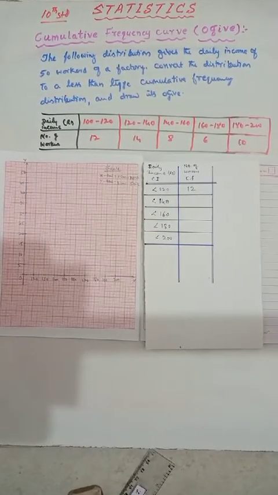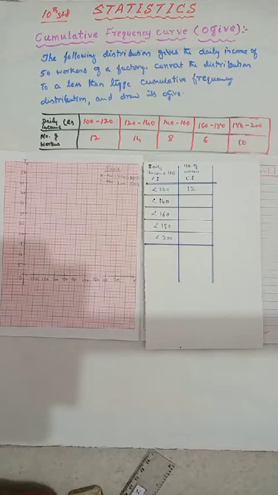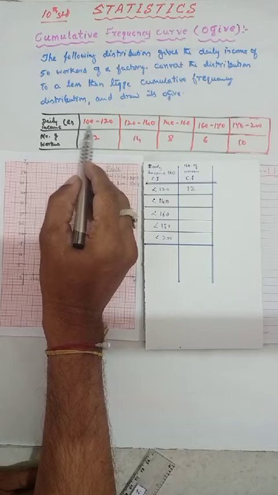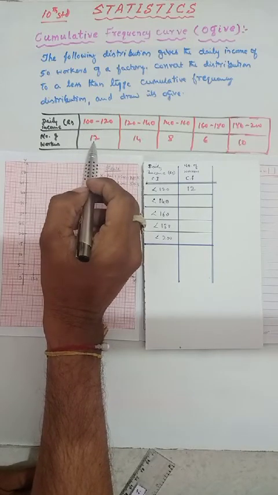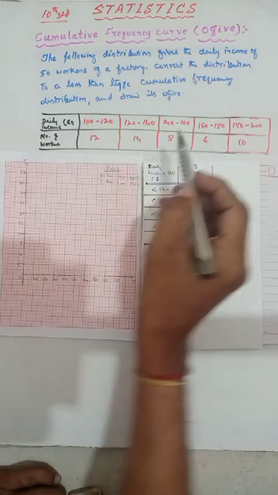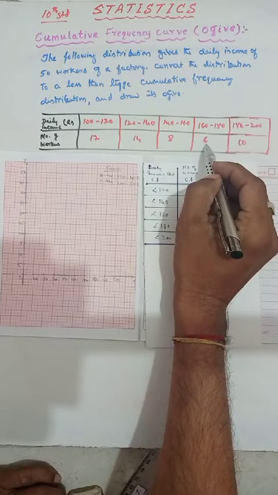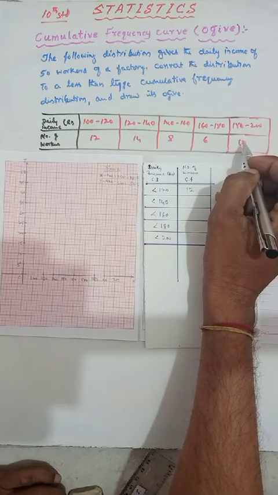Now let us draw a cumulative frequency curve, a less than type of ogive, for a given distribution. Let me consider a life situation. The following distribution gives the daily income of 50 workers of a factory. Convert the distribution to a less than type cumulative frequency distribution and draw its ogive. 100 to 120 has 12 workers, 120 to 140 has 14 workers, 140 to 160 has 8 workers, 160 to 180 rupees has 6 workers, and 180 to 200 has 10 workers.